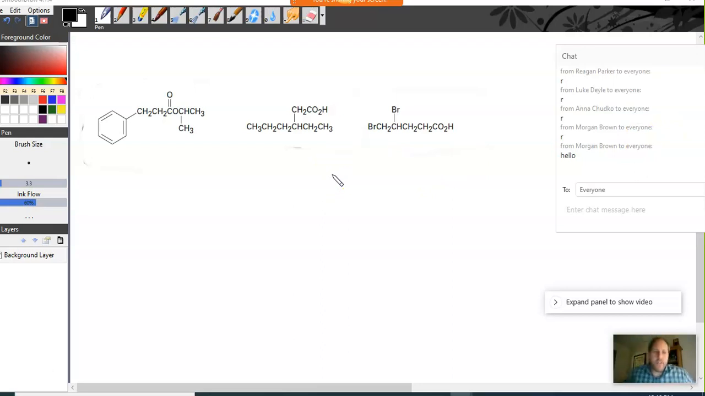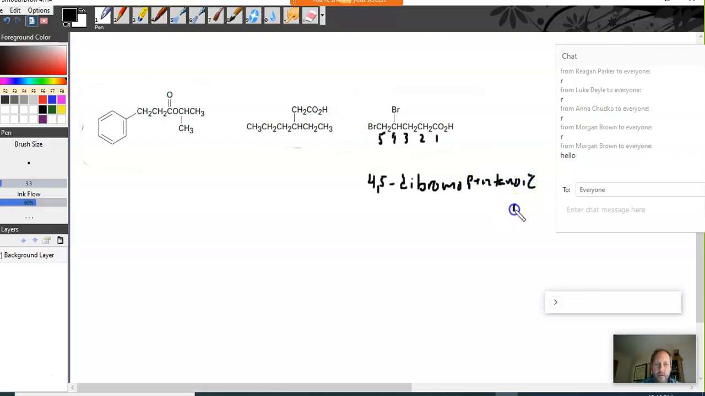All right, let's go to this. I'm going to start with the carboxylic acids first, since we learned about those first, so I think they're easier. So you start counting from the side closest to the carboxylic acid. So this is carbon 1, this is carbon 2, 3, 4, 5. All right, and we have a bromine on the 4 and the 5. So 4,5-dibromopentanoic acid. All right.